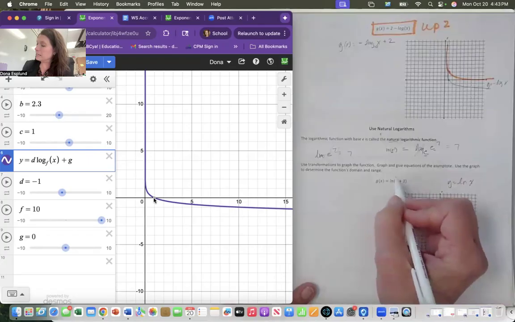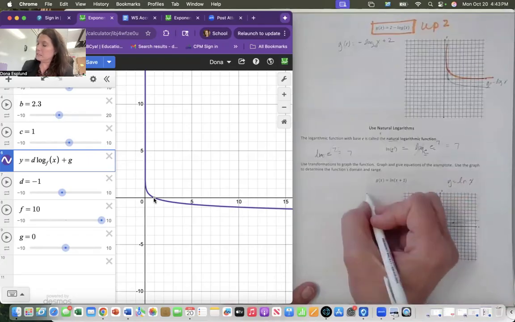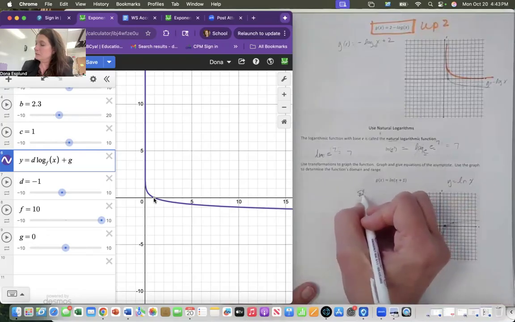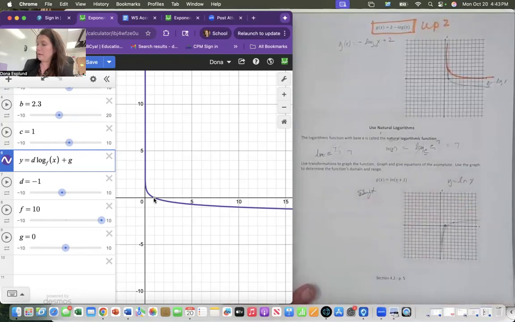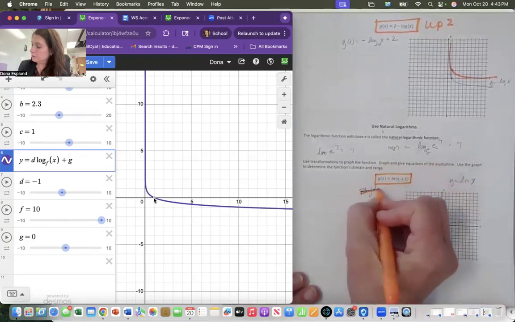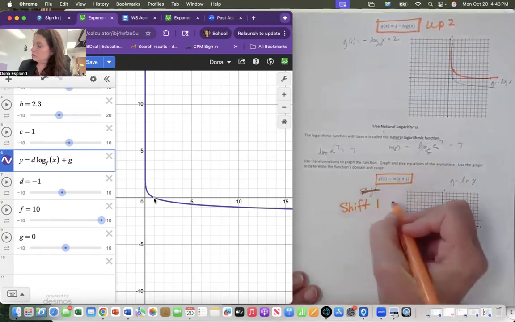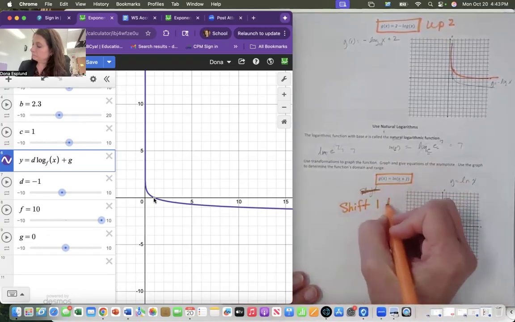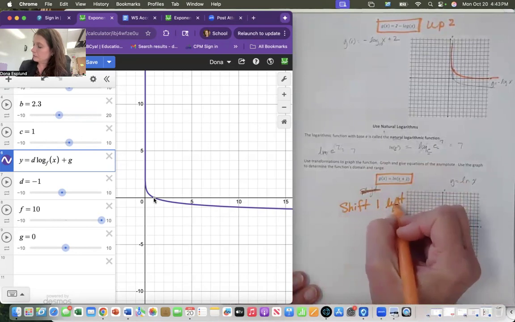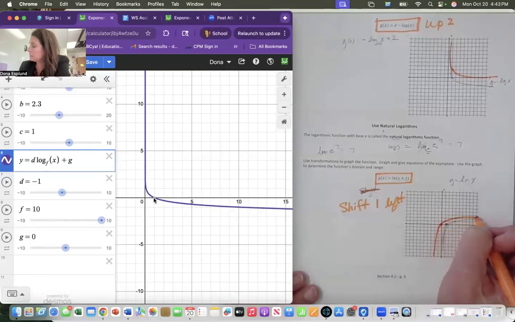But in this case, if I have the function within my function, that's going to tell me I have a shift for g of x, a shift of 1 to the left. In other words, I'm going to come over here, and it's also going to shift my asymptotes exactly the same way.